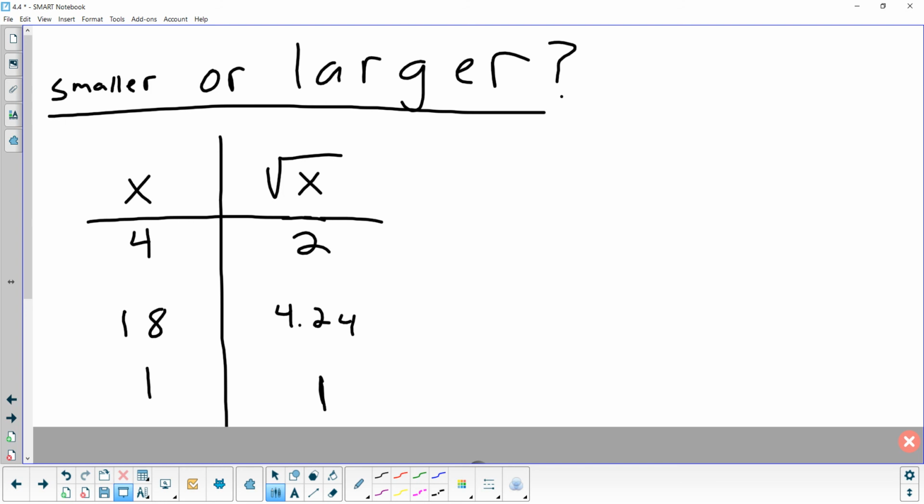What happens if you take the square root of numbers between 1 and 0? But we can't go negative. That's imaginary. Like, let's say you took the square root of 1/4.